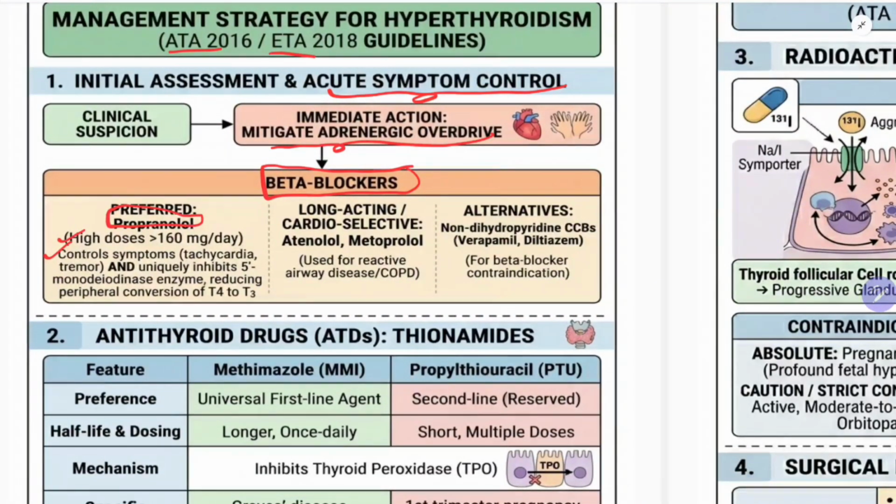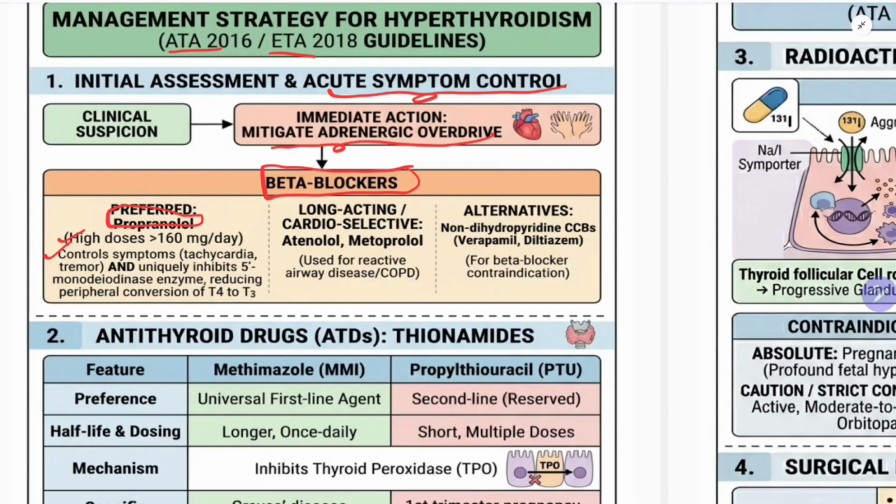This controls symptoms like tachycardia, tremor, and uniquely it inhibits 5-monodeiodinase enzyme, reducing peripheral conversion of T4 to T3 also, this propranolol. Okay. Up to more than 60 mg per day you can use the dose of this propranolol depending on the symptoms of the patient.